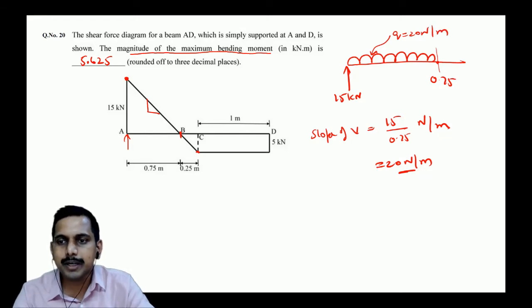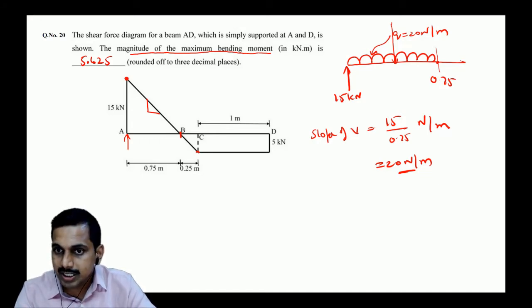Now it is easy to find out the bending moment with respect to this point, is it not? Where is the equivalent acting? Equivalent acting is over here. What is that? Q into 0.25. So what? 0.75. So what is this? First of all, this is 15 acting over, which is causing which type of bending moment? Hogging bending moment, right?